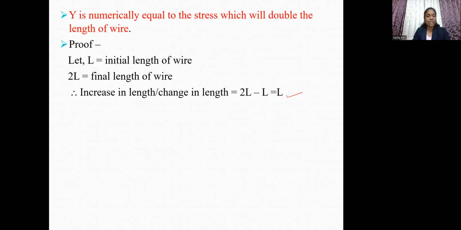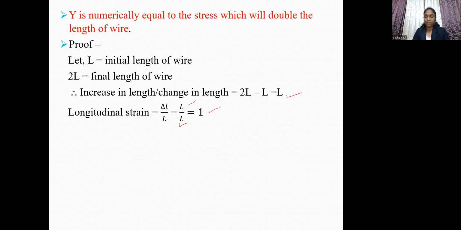Now, let us write here the equation for longitudinal strain. As longitudinal strain is change in length per unit original length, so, change in length is capital L. Original length is also capital L. So, we get longitudinal strain is equal to 1.